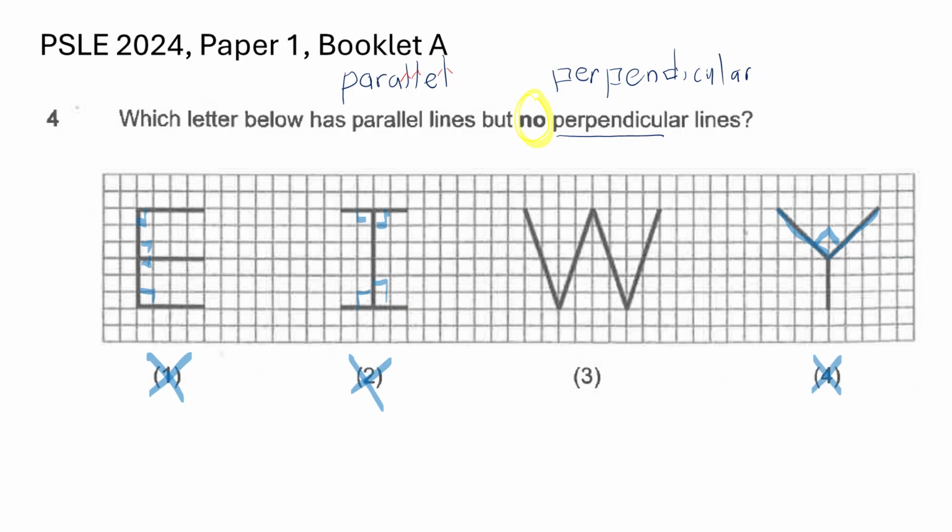So if you look at option 3, right, there are two pairs of parallel lines. So you can see this is one pair, and there's another pair over here. So this is another pair of parallel lines, but there's no perpendicular lines. Right? In other words, the answer is option number 3.